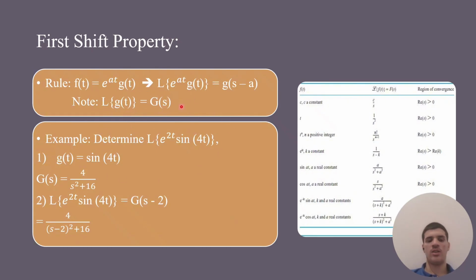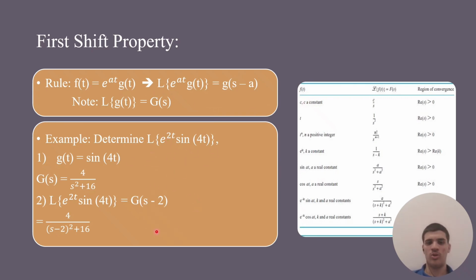And then after that, you look at the power of the exponential function and look at the constant that's multiplied by t. So in this case it's a. Then you'll take the Laplace that you found, put it on the side, and subtract this value, the value of a from s. So it's going to be s minus a. In this example, it's s minus 2.